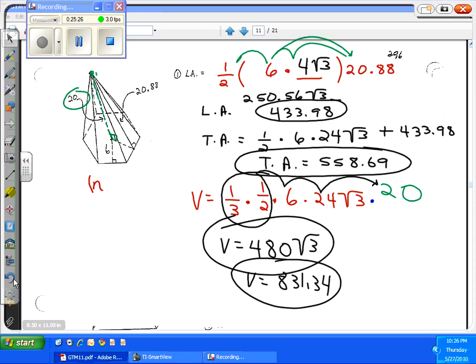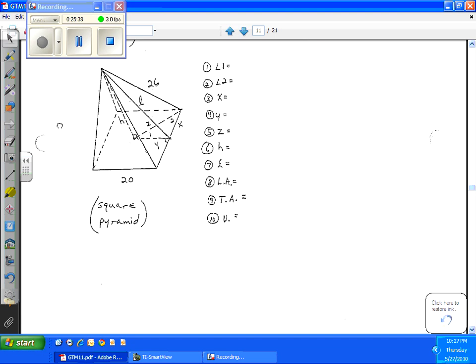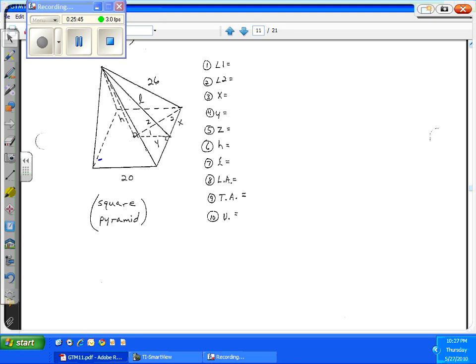Okay. Any questions on the hexagonal pyramid? All right. The square pyramid. All right, we're going to find all those little pieces.